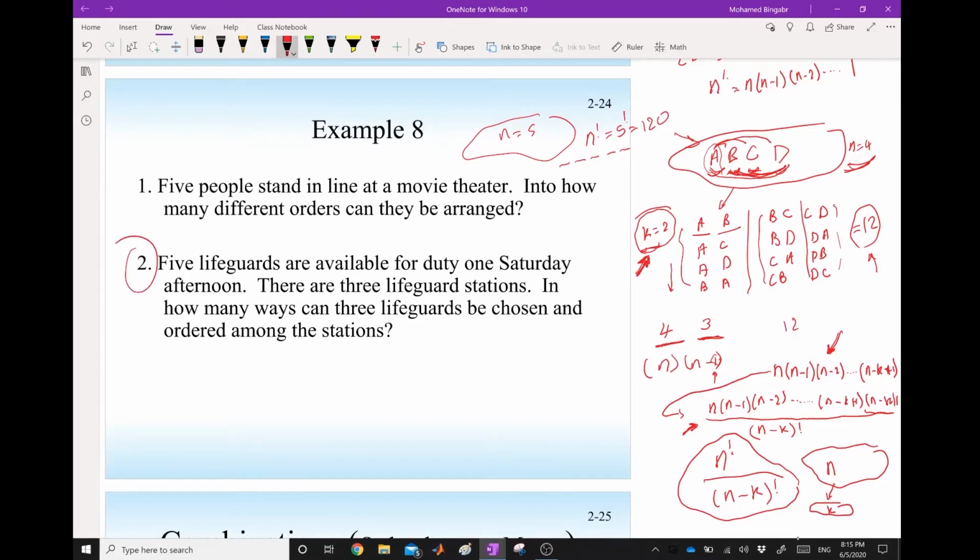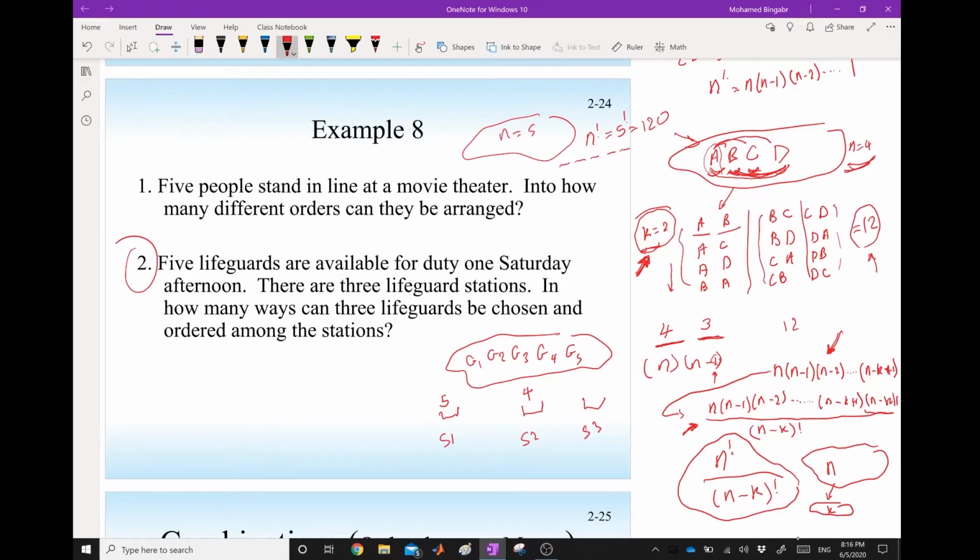So you have a population that has 5 guards, guard 1, guard 2, up to guard 5. And there are 3 lifeguard stations. So we have here 3 stations: Station 1, Station 2, Station 3. In how many ways can 3 lifeguards be chosen and ordered among these 3 stations? So Station 1 has 5 possibilities. So here it has 5 choices. I can choose any one of these 5 guards. So if I fill Station 1, now Station 2 has only 4 possibilities because one of the 5 already went to Station 1.